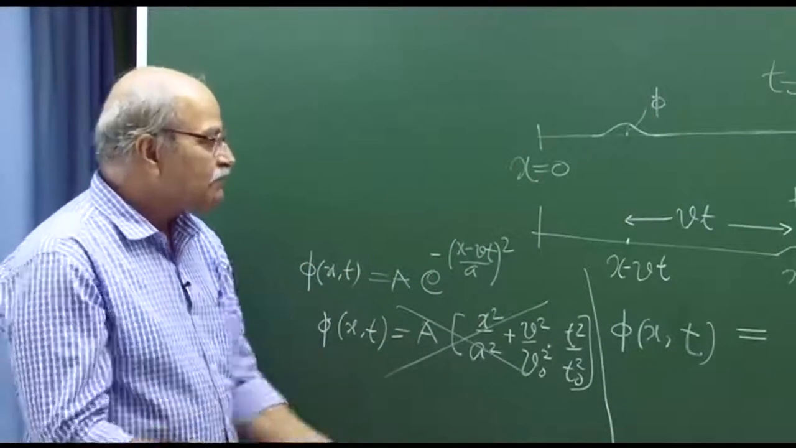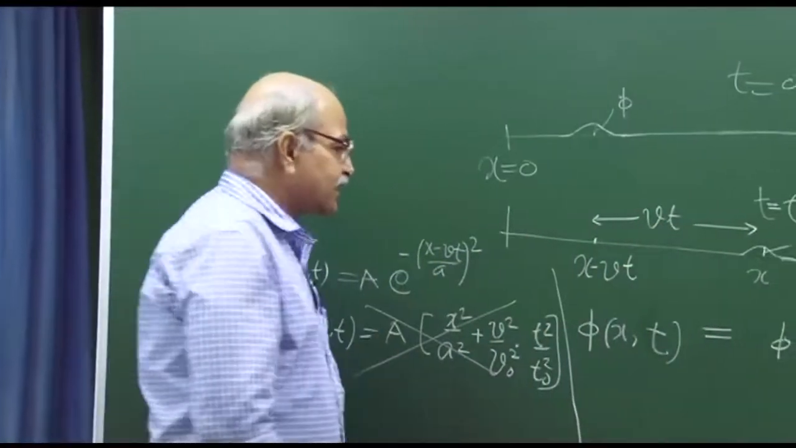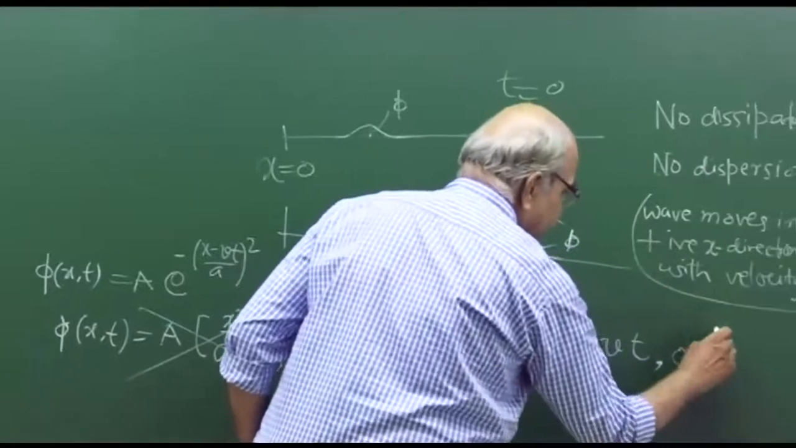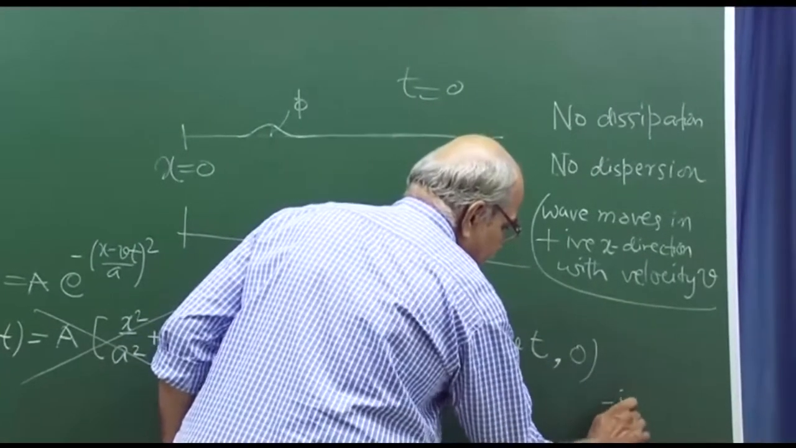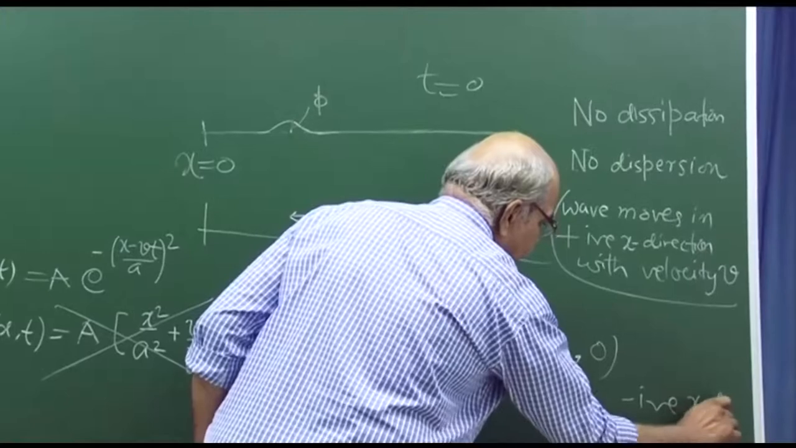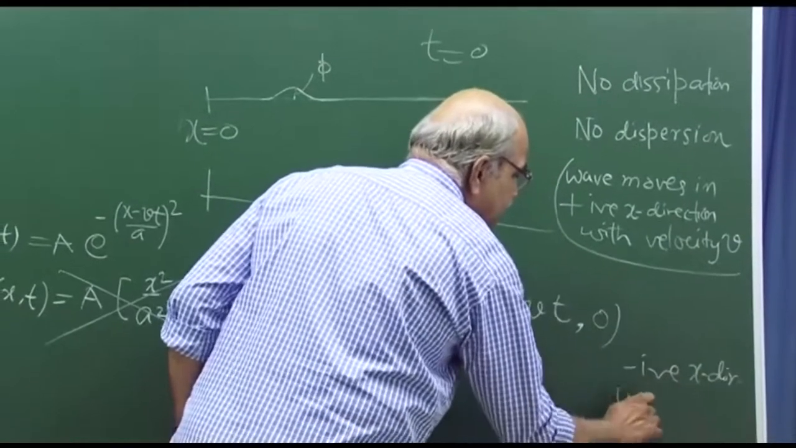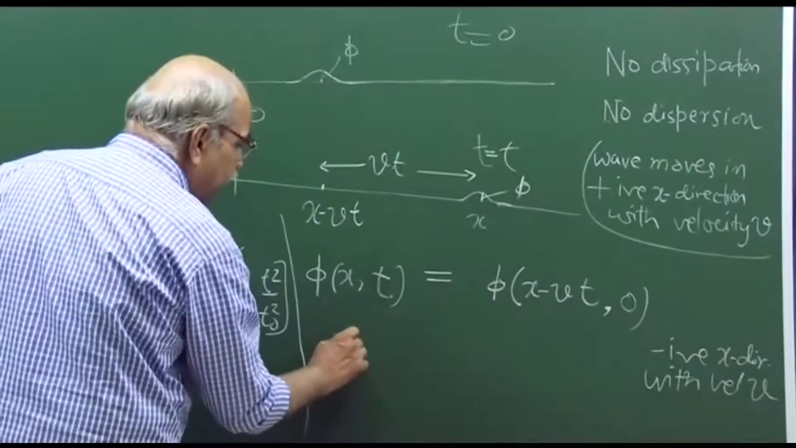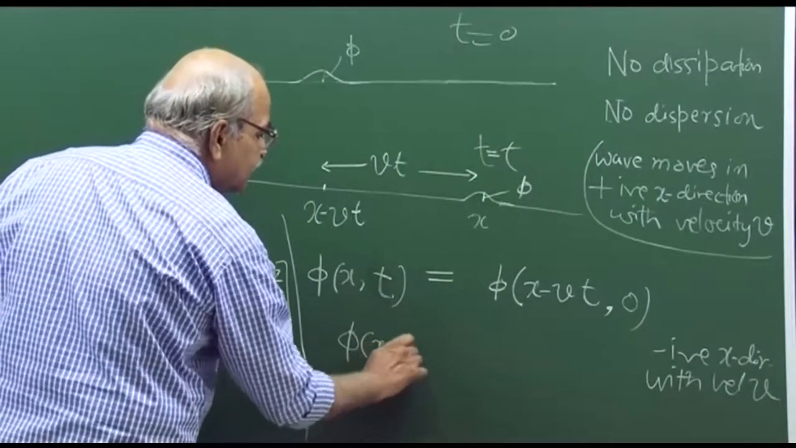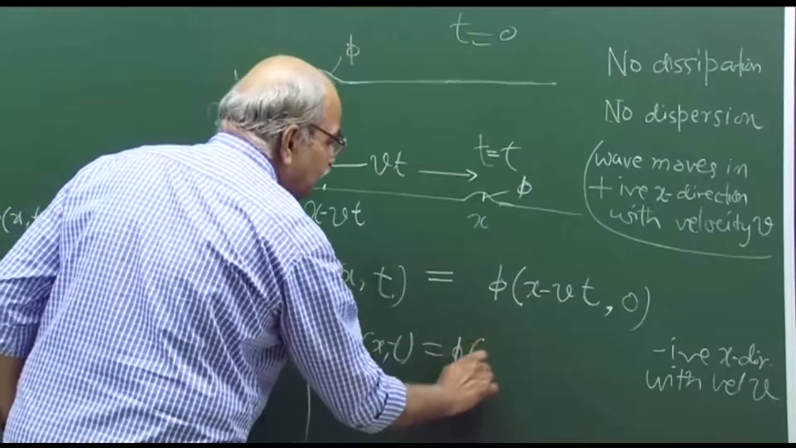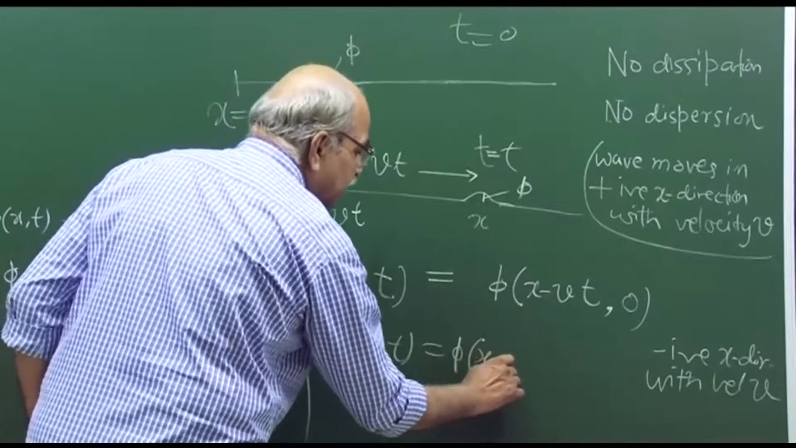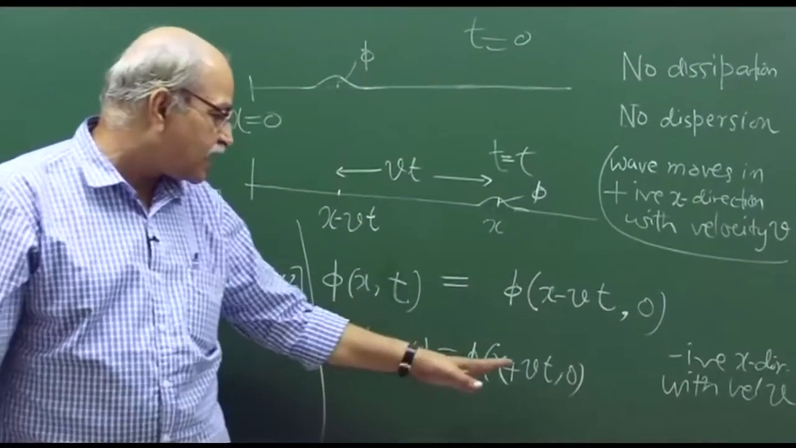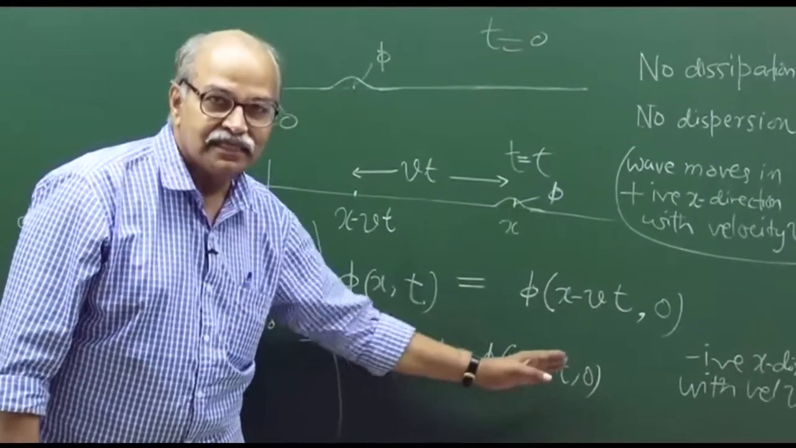And similarly, if the wave is going in the negative x direction with velocity v, this will be phi of x, t equal to phi of x plus vt, 0. So, the functional form must have x and t coming in this combination.